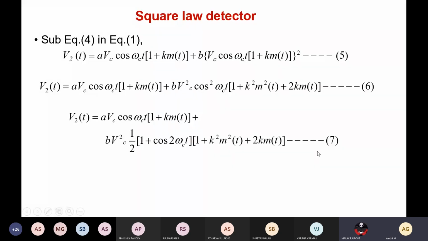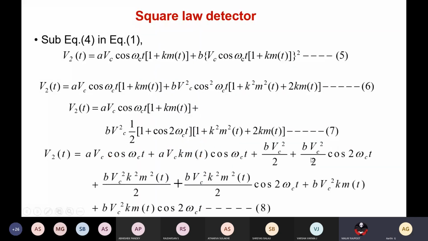So then further we expand this, and this becomes our eighth equation. Every term is taken inside: a Vc cos(ωct) plus a Vc cos(ωct) into k m(t) plus b Vc square by 2, then plus b Vc square cos(2ωct). This entire term is multiplied with the three terms here. So we are getting this equation.